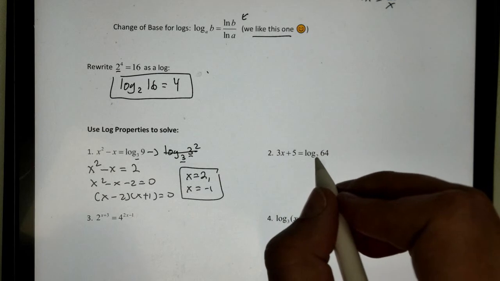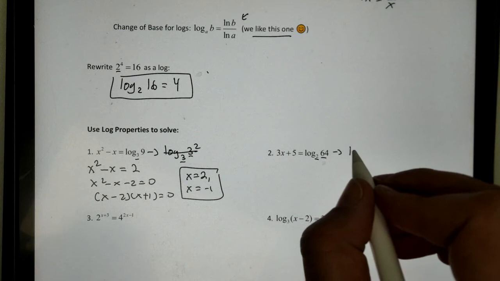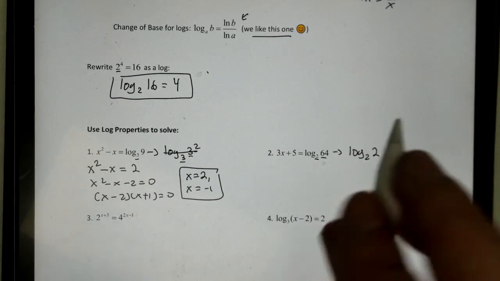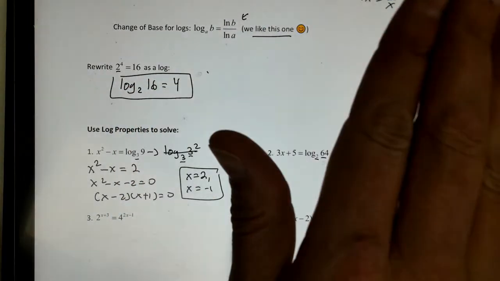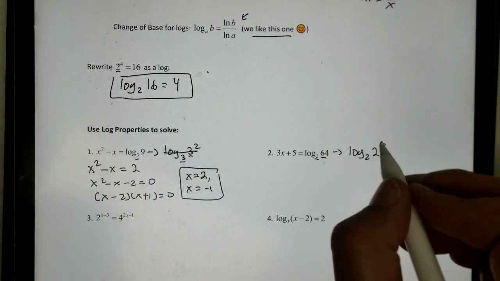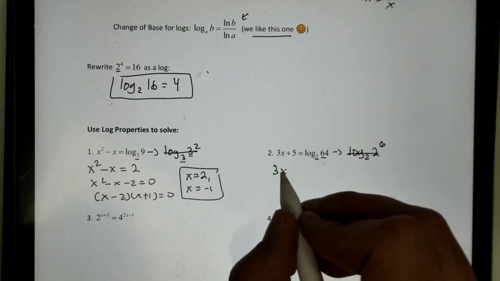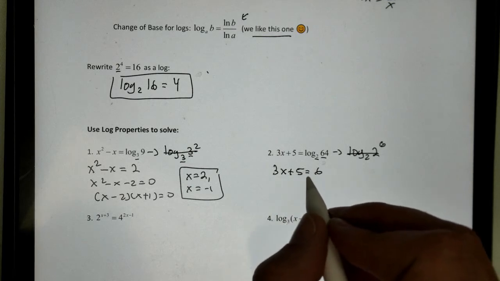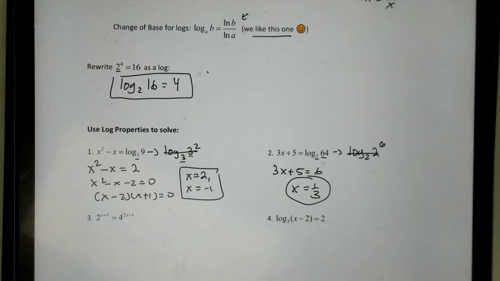You go and try one. What's the common base between 2 and 64? Well, it's actually base 2. So I can write this as log base 2 of 2 to the something. I think 64 is 2 to the 8th. Let me check that. 2, 4, 8, 16, 32, 64. I was way off at 8. So that's 2 to the 6. Those will cancel because they're the same base. And I get 3x plus 5 equals 6. I can solve that, hopefully in one step. Bring over the 5, divide by 3, and we get 1/3 right there.